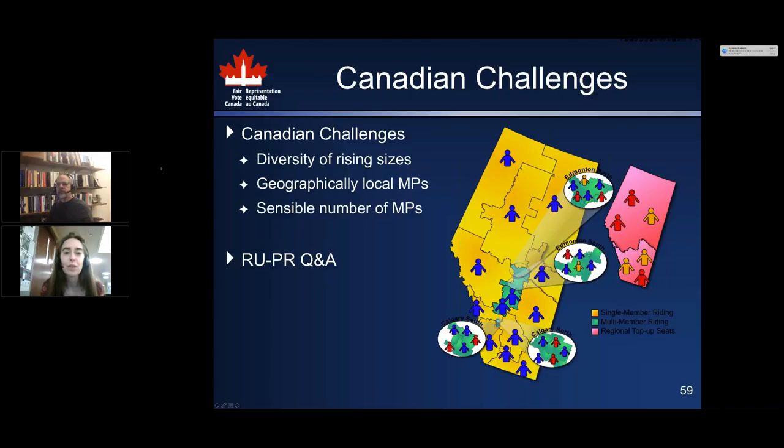Right. So if you remember back to that map of Alberta, you didn't see the MLAs from the rural areas all of a sudden all moving into the cities, and you didn't see the MLAs from the cities moving into the rural areas. All that happened is that you grouped the ones in the cities together to elect them in a multi-member district. Okay.